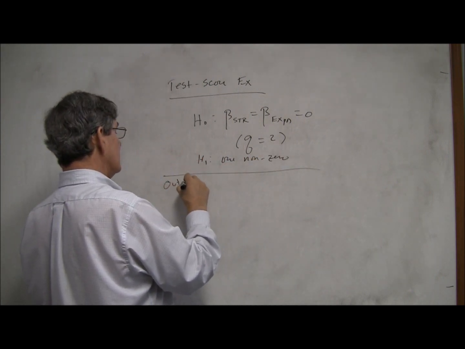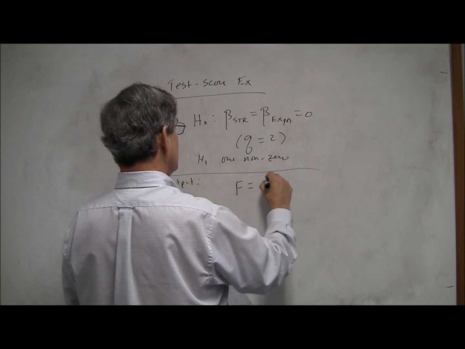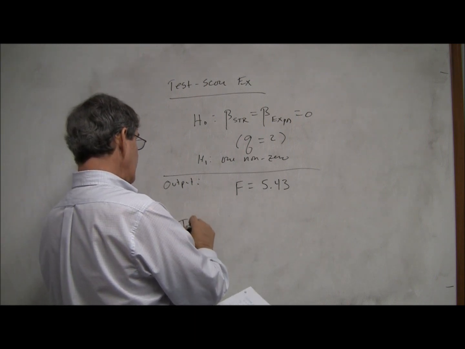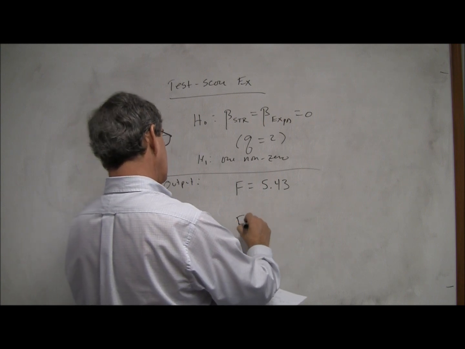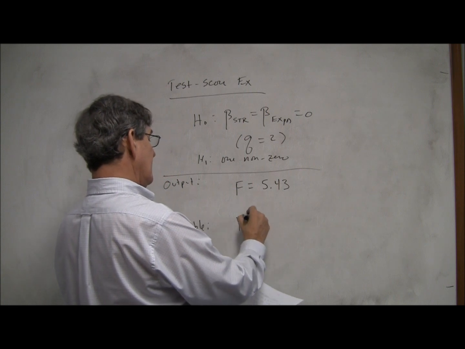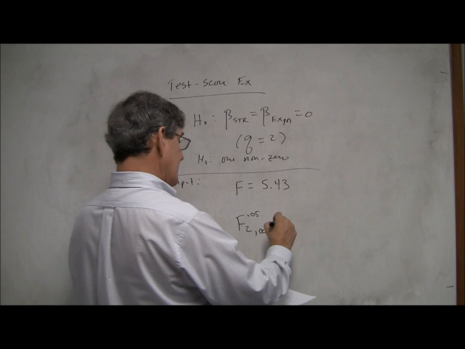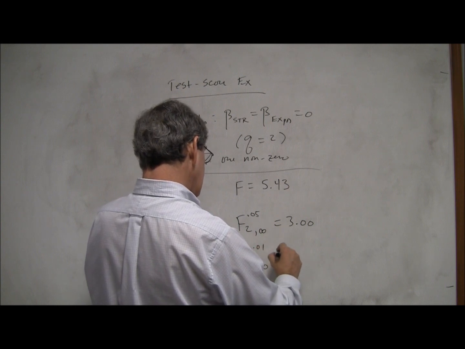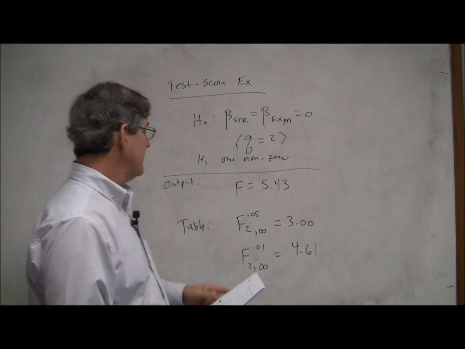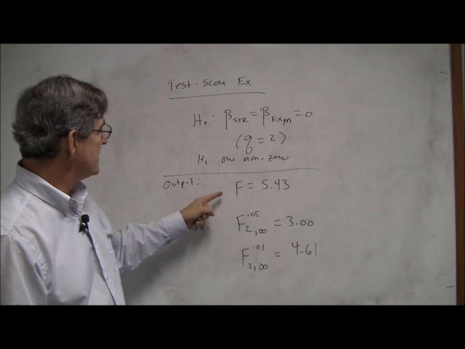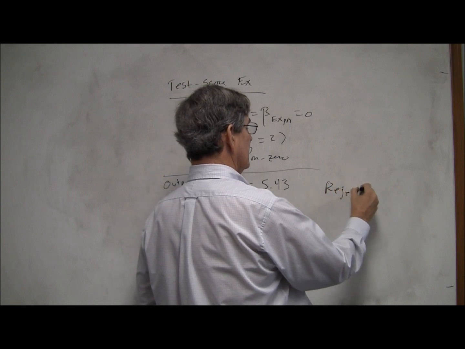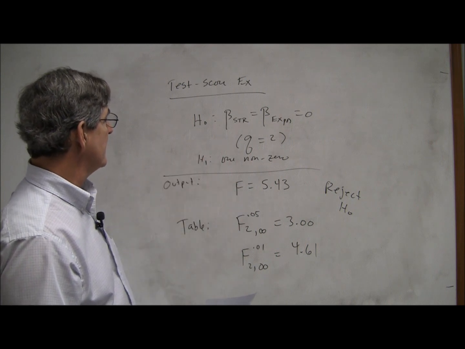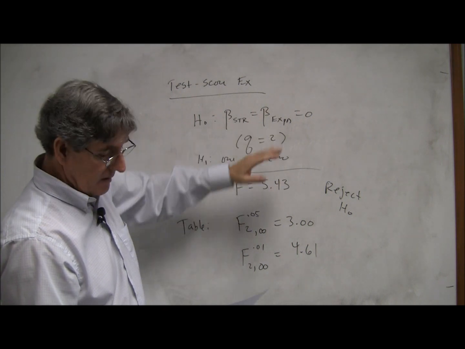Okay, from the computer output, you get that F equals 5.43. And that's a heteroscedastic-robust F. From the table in the back of the book, you would find that F with 2 and infinity degrees of freedom, for a 5% level of significance, is 3.00. F for a 1% level of significance would be 4.61. So this is bigger than these, so we reject the null at both the 5 and the 1% levels of significance. And so this is pretty significant.